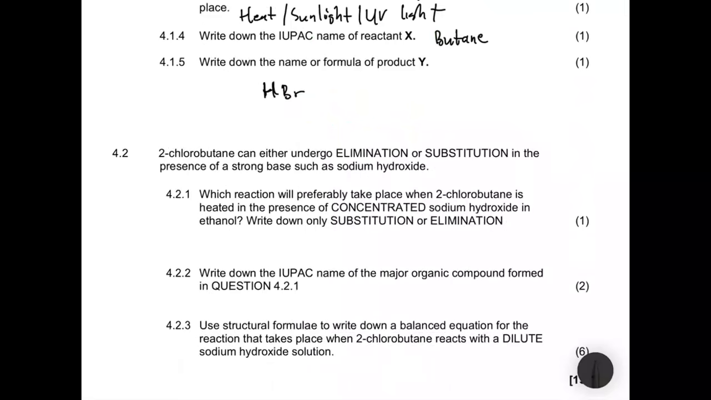4.2 says 2-chlorobutane can either undergo elimination or substitution in the presence of a strong base such as sodium hydroxide. 4.2.1, which reaction will preferably take place when 2-chlorobutane is heated in the presence of concentrated sodium hydroxide in ethanol? Write down only substitution or elimination. So if you pay attention, you will realize that concentrated is in bold, right? So that will give us an idea of the knowledge we're supposed to apply.